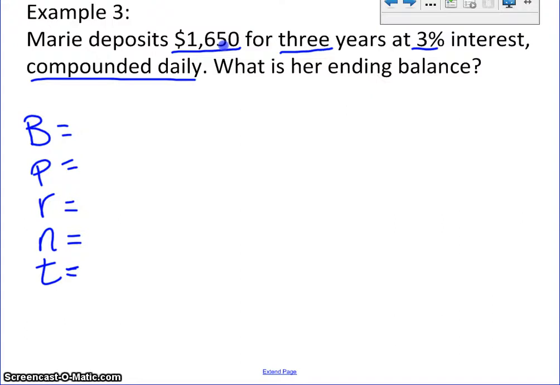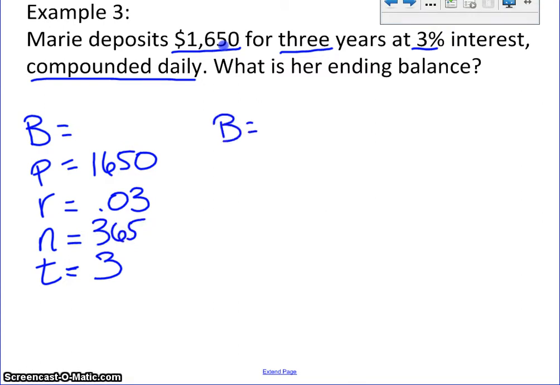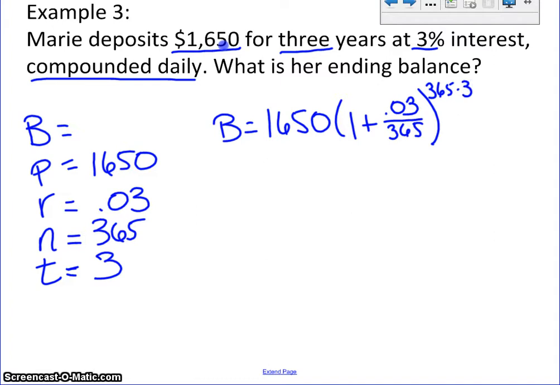And it says here that it was $1,650, so there's my principal. 3 years, 3% interest, so written as a decimal is 0.03. Compounded daily, so its N is 365. Plugging that into my formula, I have 1,650 times 1 plus 0.03 divided by 365, all to the 365 times 3. Now, where this becomes very important is you're going to need to make sure that we use our parentheses.